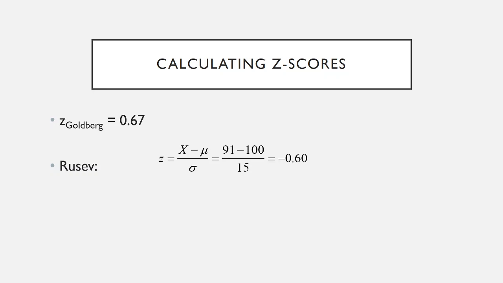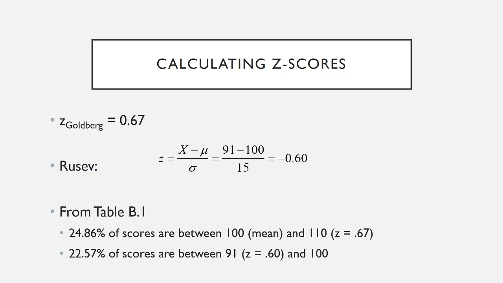Rusev, as opposed to anyone else, you can see that his z-score is negative. That's because at 91, his score was below the mean of 100. So a z of negative 0.6. One thing to highlight here is that, again, the sign of the z-score orients you to above or below the mean. So Goldberg is above, but Rusev is below. Absolute value of the z-score is what tells you about distance from the mean. So relatively speaking, Goldberg is more distant from the mean, given that the absolute value of his z is 0.67, whereas Rusev was relatively closer to the mean with an absolute value of his z-score at 0.6.